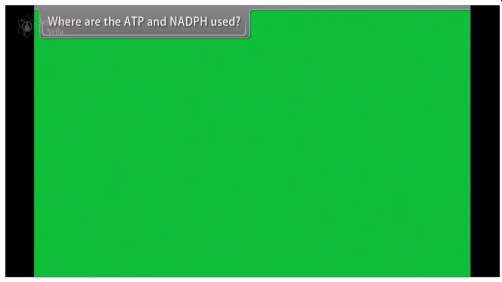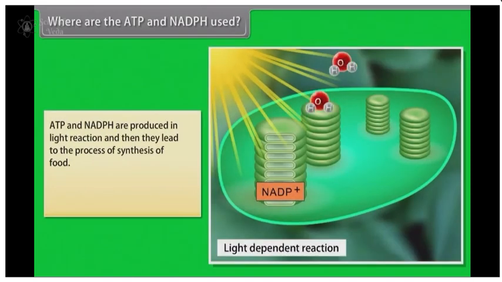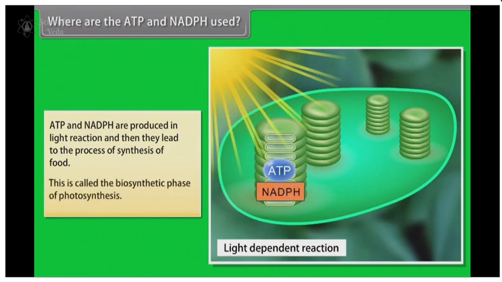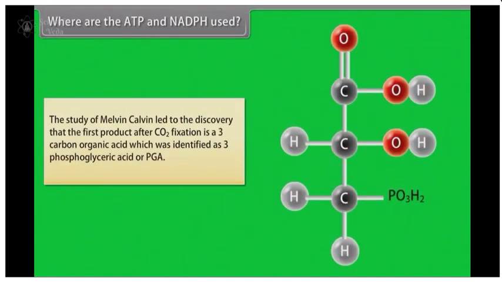Where are the ATP and NADPH used? ATP and NADPH are produced in light reaction and then they lead to the process of synthesis of food. This is called the biosynthetic phase of photosynthesis. The study of Melvin Calvin led to the discovery that the first product after carbon dioxide fixation is a 3-carbon organic acid, which was identified as 3-phosphoglyceric acid or PGA.